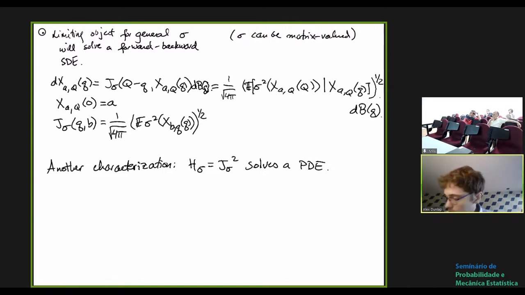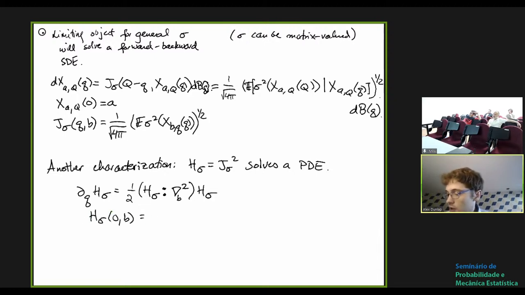And what PDE is it? dq of h sigma is equal to 1/2 times h sub sigma, traced against the Hessian of h sigma. This is the Hessian in B. And then the initial condition is h sigma of 0, B, is 1 over 4 pi times sigma squared of b. So another way of thinking about the solution here is that you can solve this PDE, take the square root to get j sigma, and then you just have an ordinary stochastic differential equation with this j sigma in here. So that's another way to think about this.